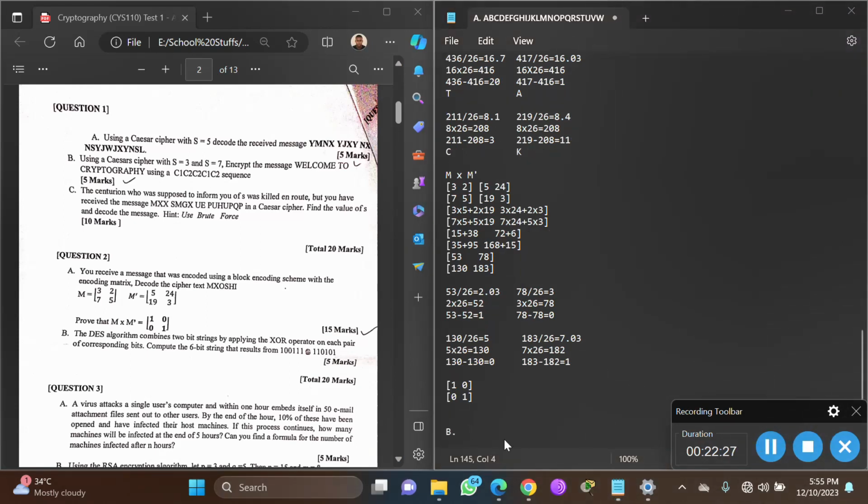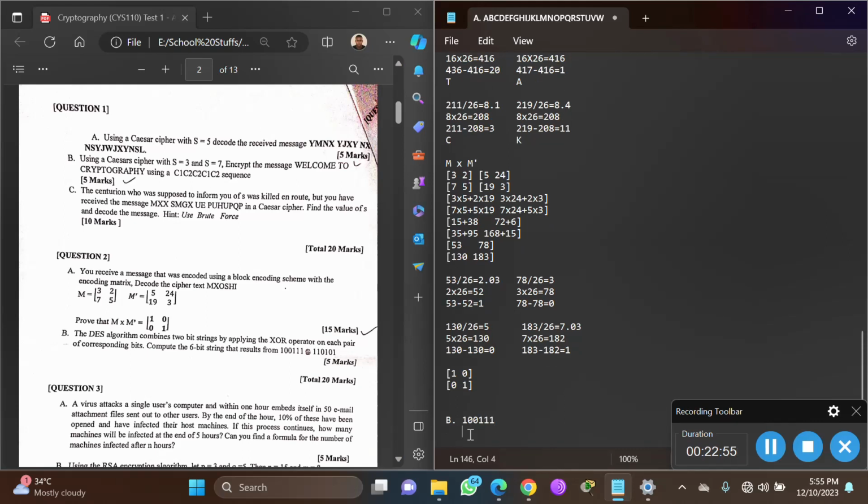Okay, so B. The DES algorithm combines 2-bit strings applying the XOR operator on each of the corresponding bits. Compute the 6-bit string that results from this. So since we are having 1 0 0 1 1, then another 1, what we need to do is to write another one, which is 1 1 0 1 0 1, like that.